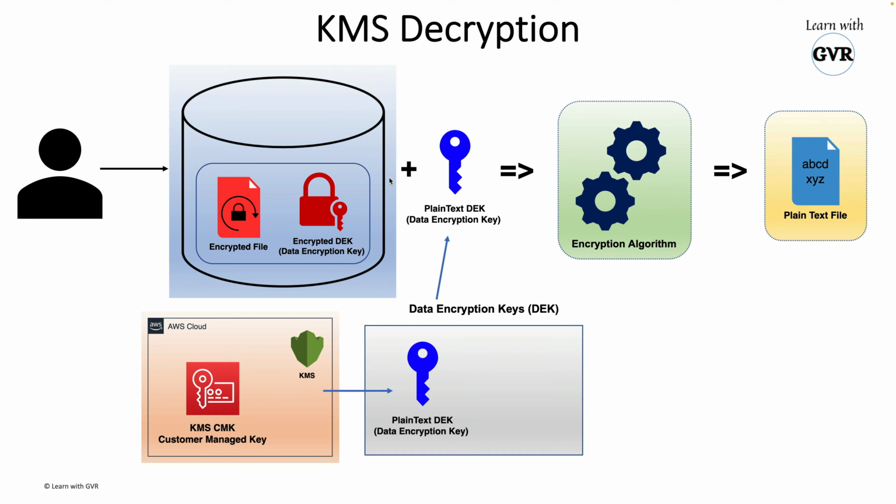This is how KMS decryption works whenever you decrypt from S3 storage or any other cloud storage, internally for envelope encryption, right? And asymmetric encryption is also similar, right? But envelope encryption will be used as a part of asymmetric encryption.